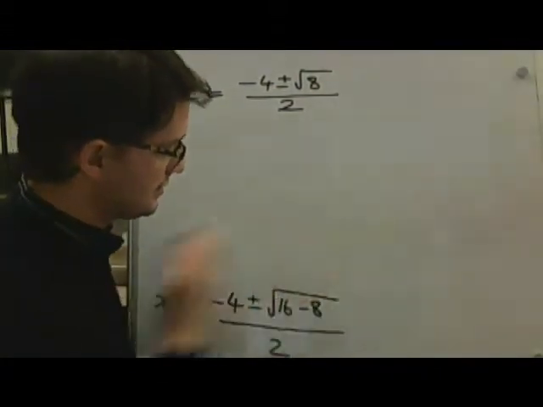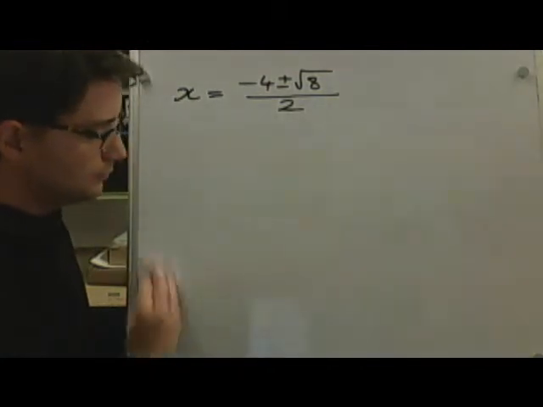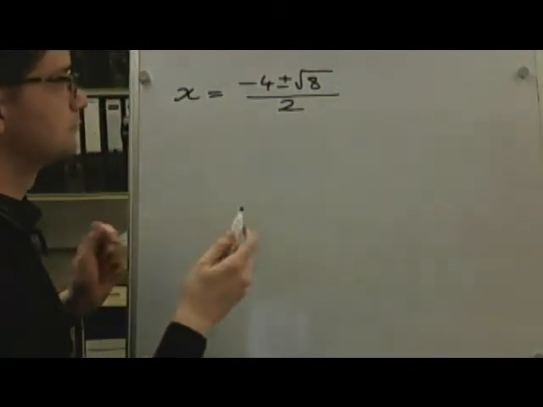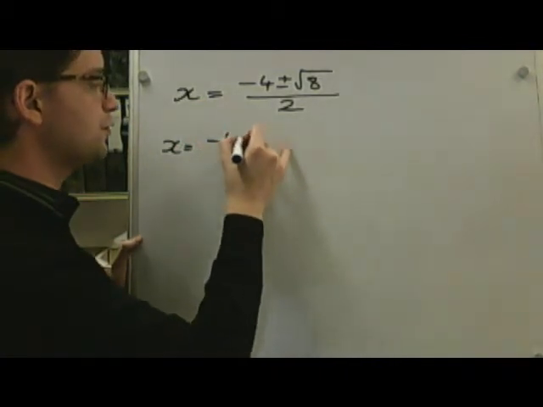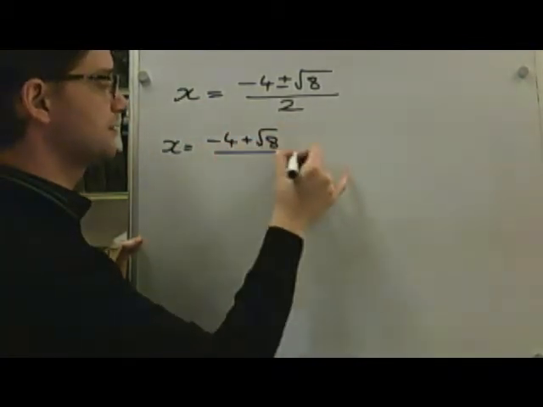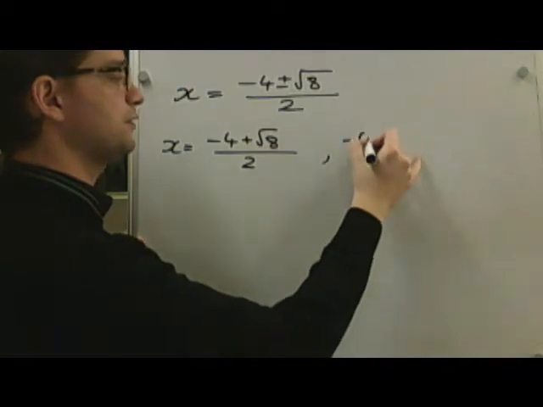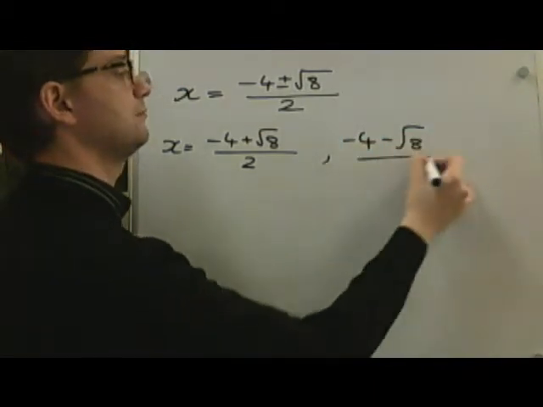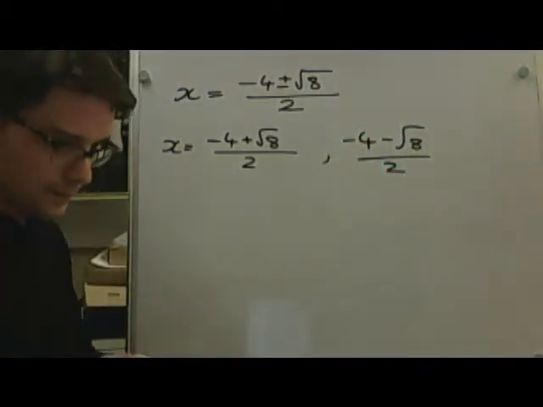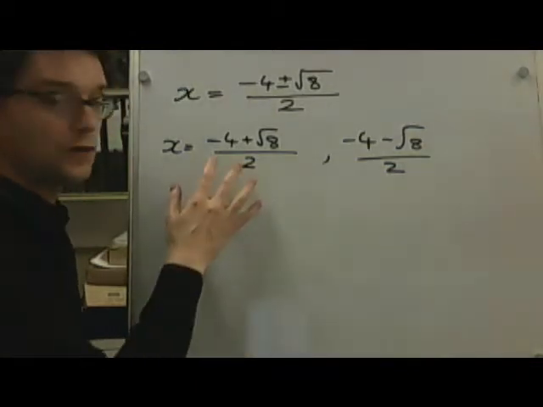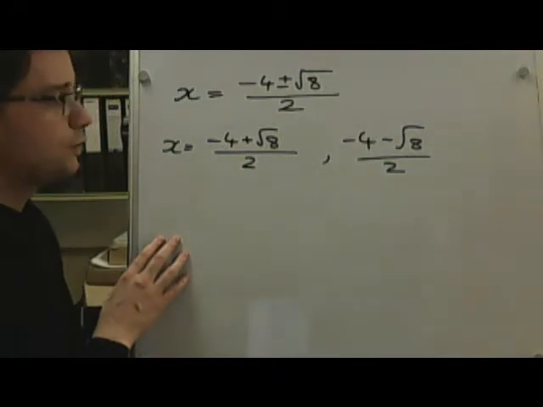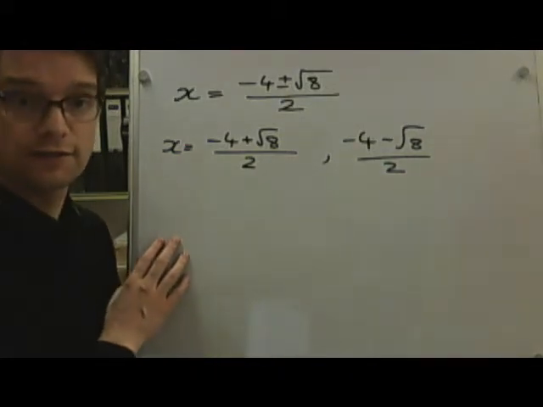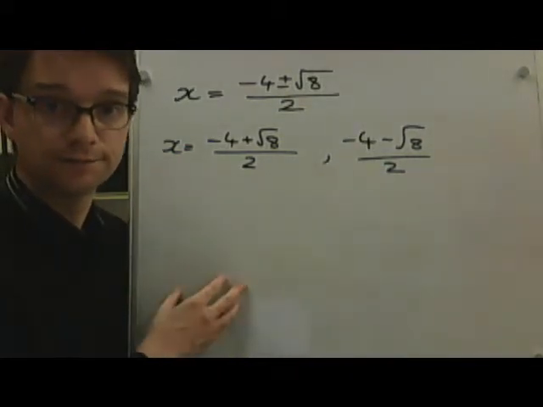We can turn that into two solutions like this. x equals minus 4 plus root 8 over 2 and minus 4 minus root 8 over 2. Those are perfectly good solutions exactly as they are. If you wanted to, you could use a calculator to find out what the values are.